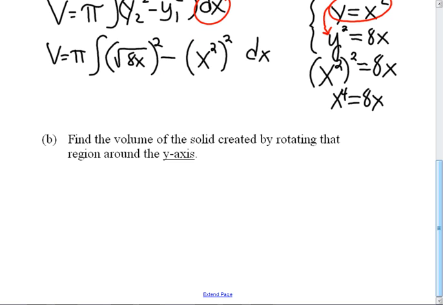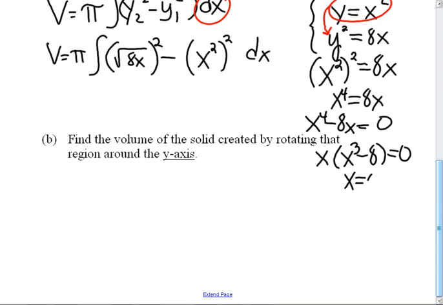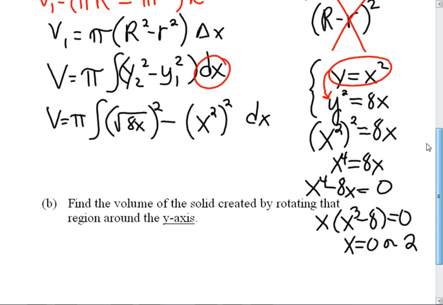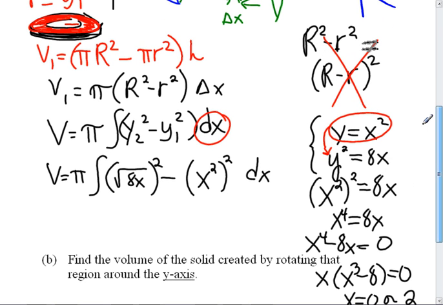Some of you would divide by x. Can you do that? What if x is 0? Can you divide by 0? So don't do that. Factor it. Remember, we solve every equation by setting it equal to 0. If we factor it, it's x cubed minus 8 equals 0. So x equals 0, or you could do this by inspection, 2. This is the system right here. It's a system of equations. You've got to solve that.